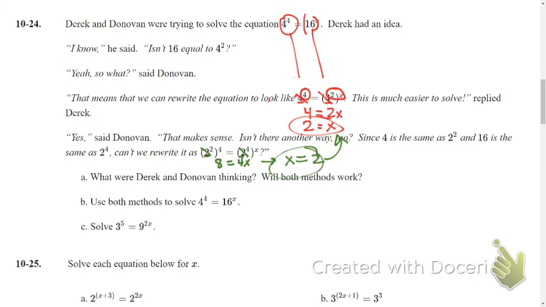Okay, so why don't you guys pause the video. I want you guys to attempt problem C here. See what you guys can come up with for that. Rewrite one of those numbers.